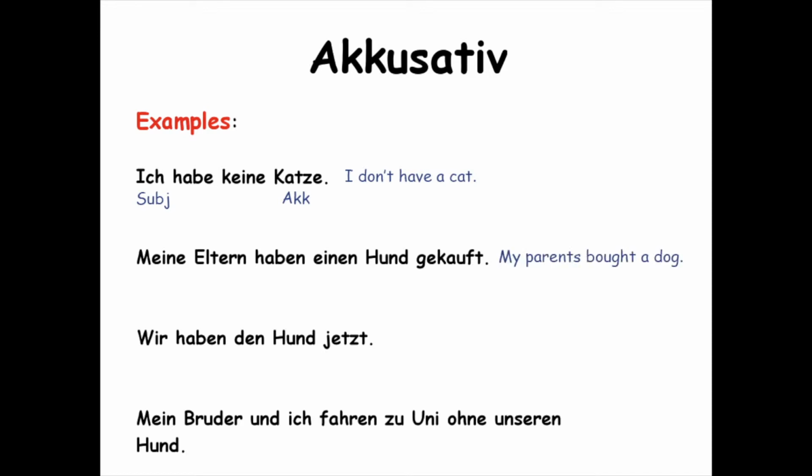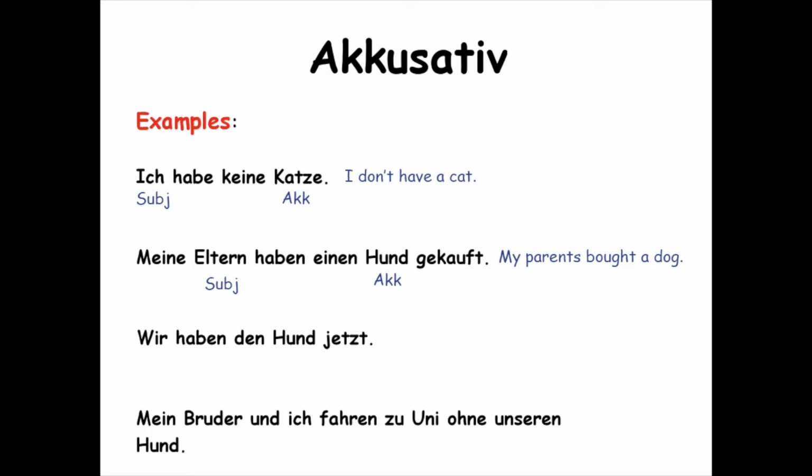So, let's break that down. Meine Eltern is the subject, and they bought, haben gekauft, einen Hund. So what did they buy? They bought a dog, making the dog the direct object. And you see with einen, it's not ein, because Hund is a masculine word, modifying the article used before it. Alles klar?